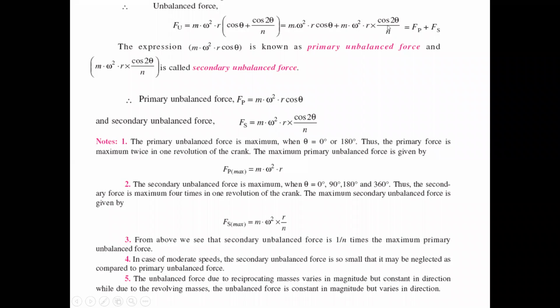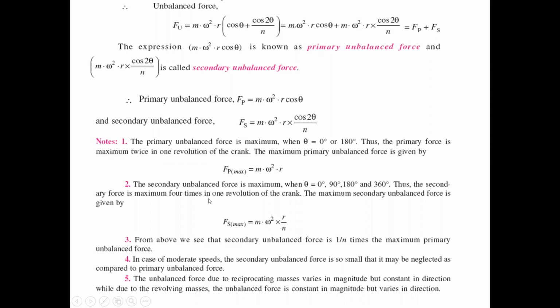When we split the two terms, the first one is called the primary force and the second one is called the secondary force. The primary force is represented by m omega square r cos theta, and the secondary by m omega square r cos 2 theta by n. So the primary unbalanced force Fp equals m omega square r cos theta, and the secondary unbalanced force equals m omega square r cos 2 theta by n.